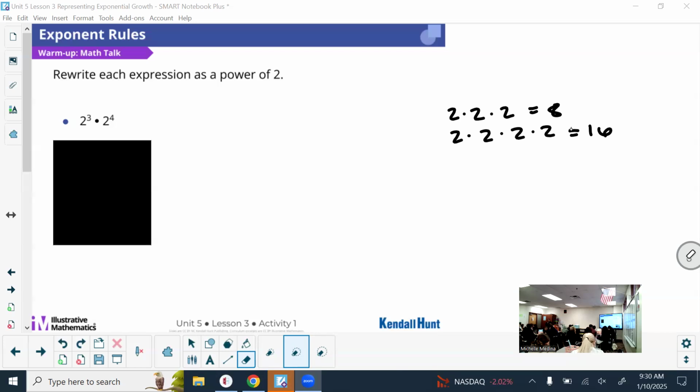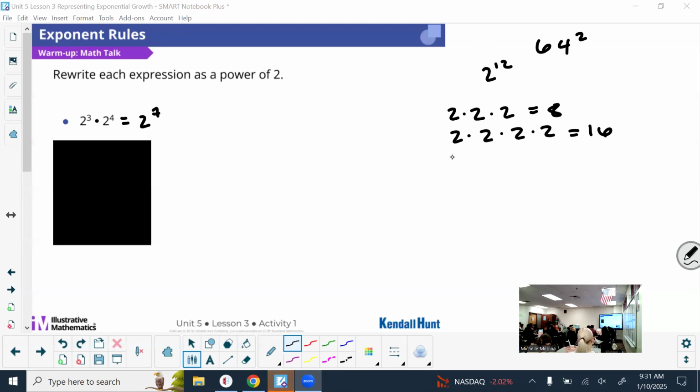Aiden, what would you get? Okay. Wait, that's 64 squared. We'll table that one for a second. Any other answers there? Avery, 2 to the 12th power. The other answers? 2 to the 7th power is the correct answer. I can kind of see our thinking on these others, but 2 to the 7th is correct.